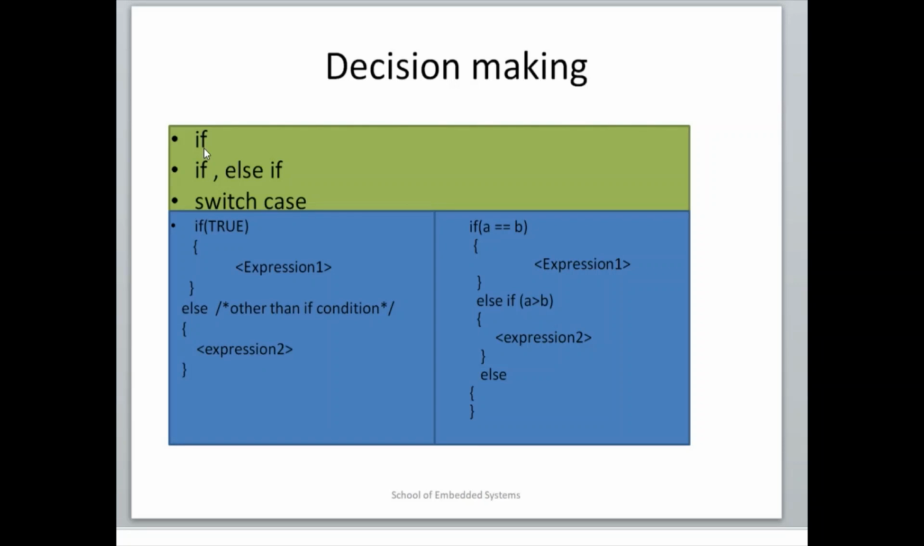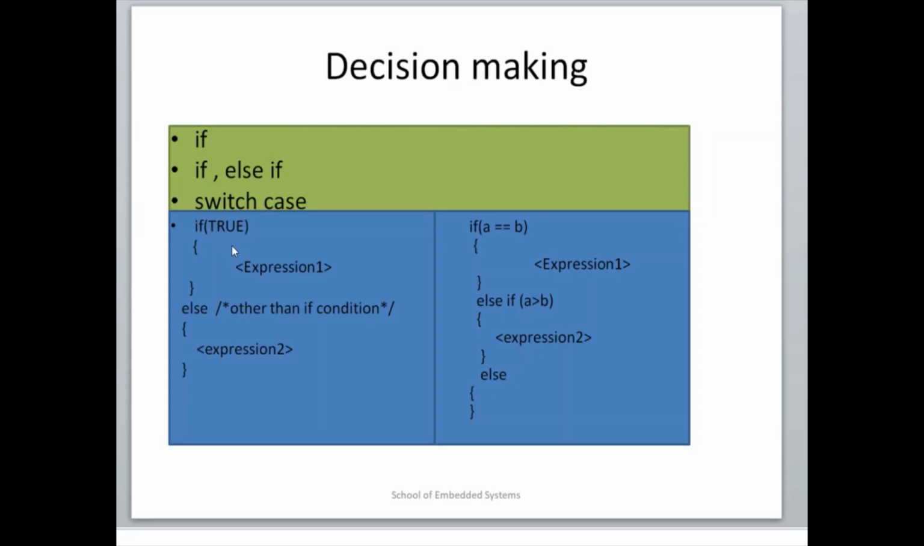We have operators, say relational operators, greater than. If A is greater than B, do something. Such things are achieved by using this if, else if, and switch case. Now here we see if true. We will not simply write true here. True is a condition evaluated. So, true or false.